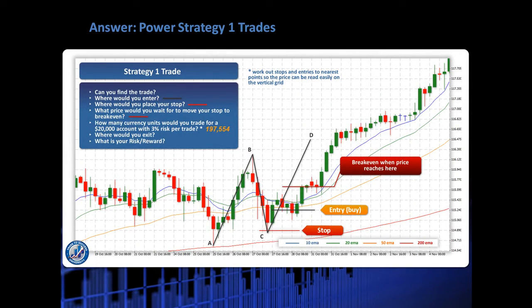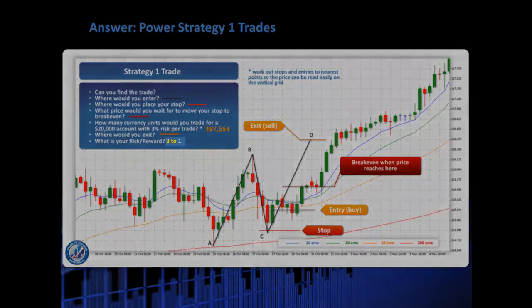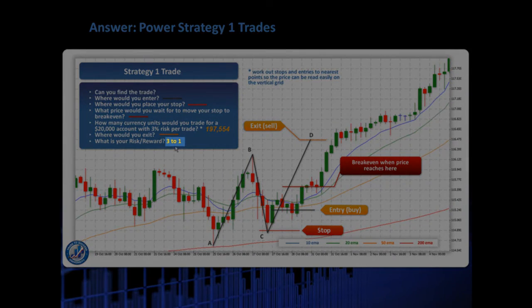Where would we exit the trade? Well, we know for strategy 1, we will be exiting at the D point. So we're selling there because it's a long trade. We're entering first with a buy and we're selling to get out of the trade. What's our risk reward? Well, we know with strategy 1 trades, because the entry and the exits are fixed, we know that the risk reward is fixed at 3-to-1.